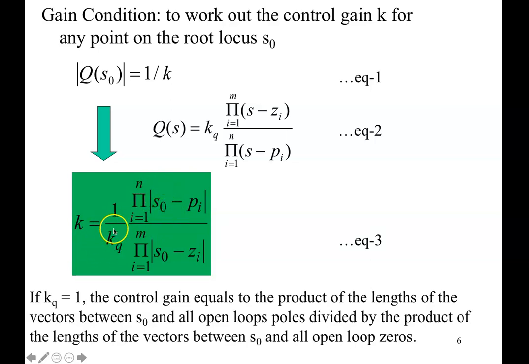Now Kq here is just the coefficient of Q(s), the open loop transfer function, after you have formatted it. Sometimes that's 1, sometimes it's not 1, but if it's not 1, then you have to make sure you do a 1 divided by Kq there. So that's really the principle of the root locus design approach. In the next part, I'll start to give you some examples of how to actually apply these two conditions to design our controller.